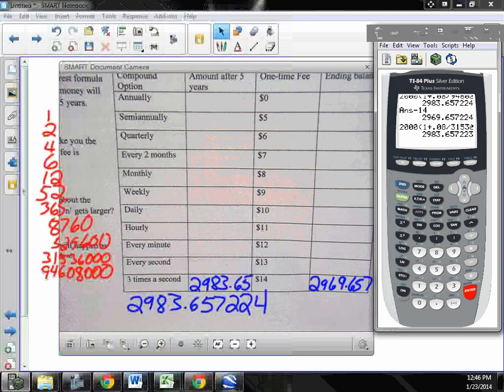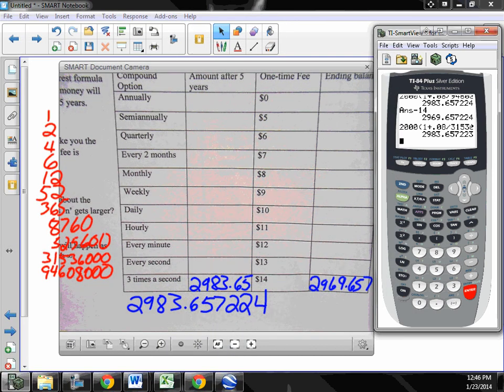Well, I mean, that's really not very significant. Even if there were 1,000,000 transactions, that's still 1 cent. So it's really not that much. So which is a better deal, every second or 3 times a second? Every second, how come?